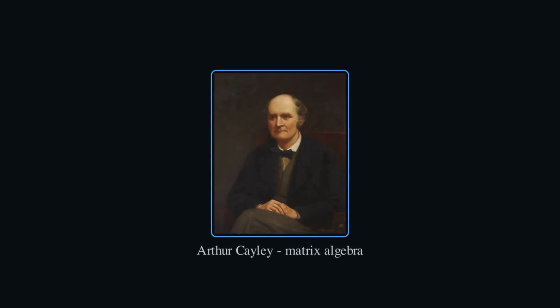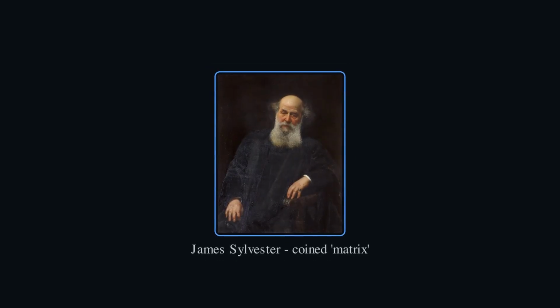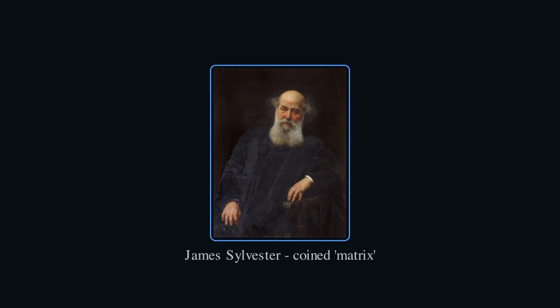The idea is old. Leibniz and Cauchy saw it in the 1600s. Cauchy fixed the name determinant in 1812. And these two friends, Cayley and Sylvester, built the whole algebra of matrices around it.